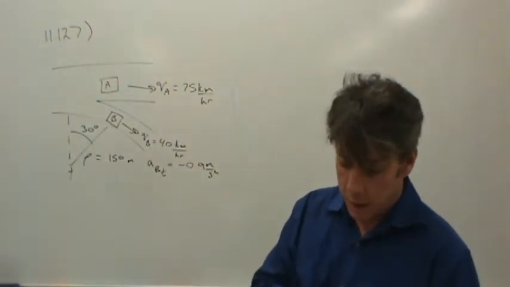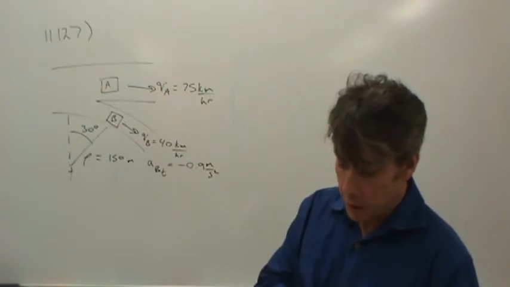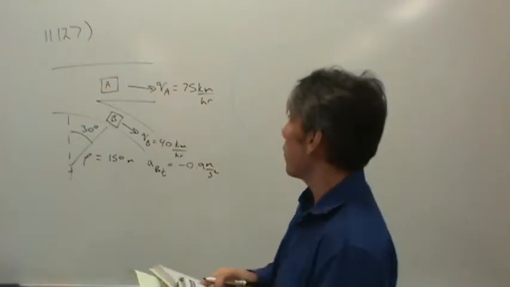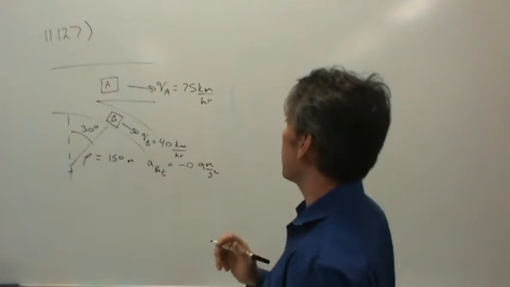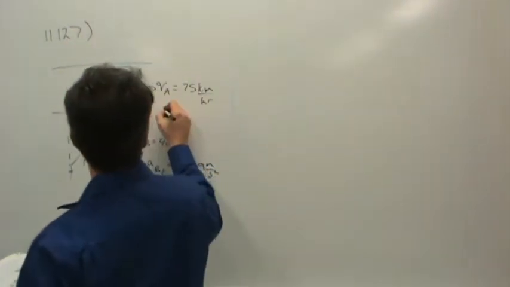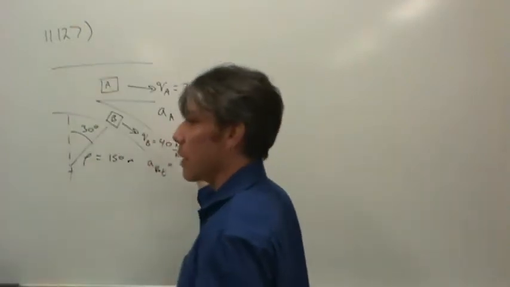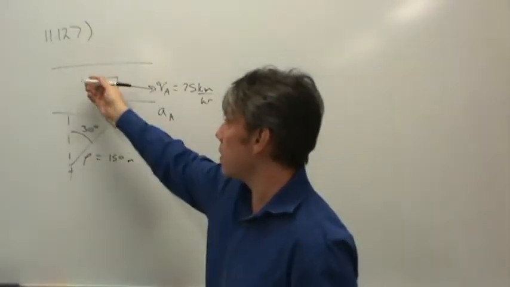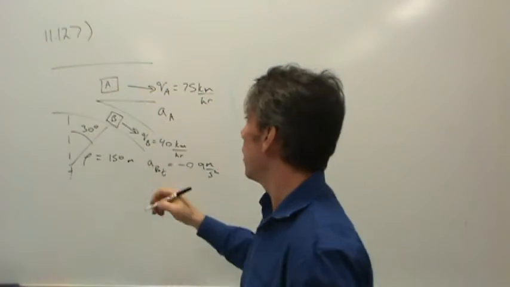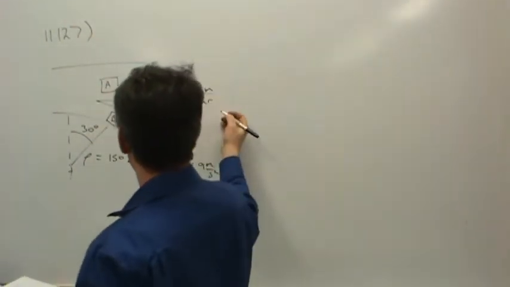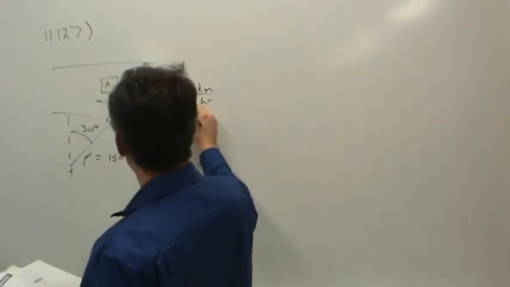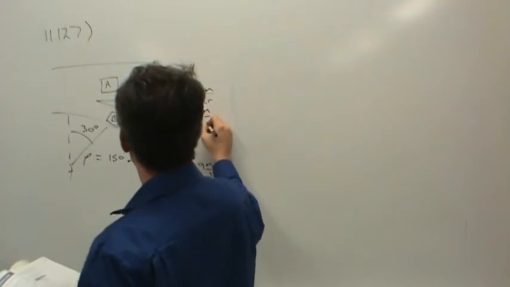Let's see. There's one more piece of information. Automobile A is increasing speed at a rate of 1.5 meters per second squared. So here's the acceleration of A. And we don't have to write tangential or normal because A is not going around a curve, it's just going straight. So this is just the total acceleration of A, and that's 1.5 meters per second squared.